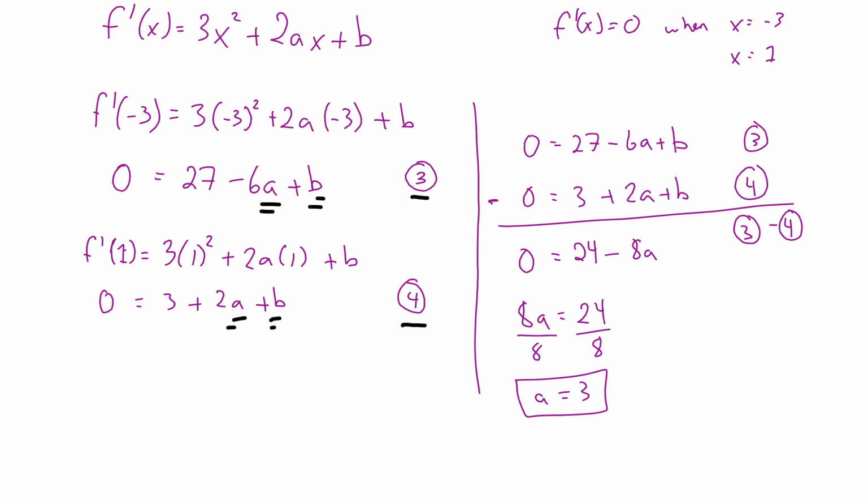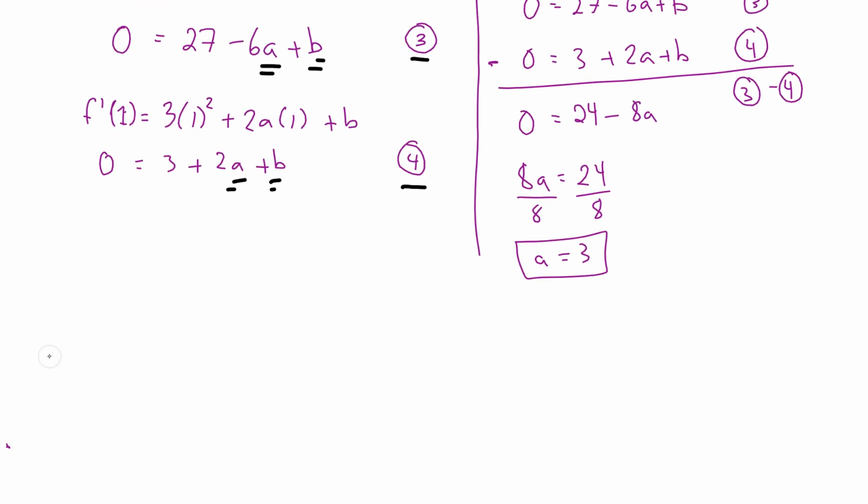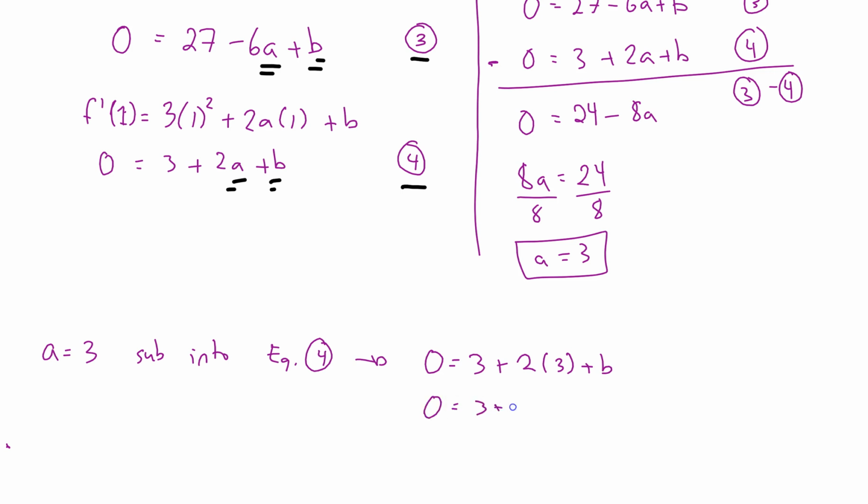So how are we going to find the constant b value? Well, we're just going to plug it into equation 4, let's say, and solve for b. So a is equal to 3 substituted into equation number 4 will give us 0 is equal to 3 plus 2 times 3 plus b. So we have 0 is equal to 3 plus 6 plus b. So 3 plus 6 is 9. I'm going to send it over to the other side, so it becomes -9 is equal to b.